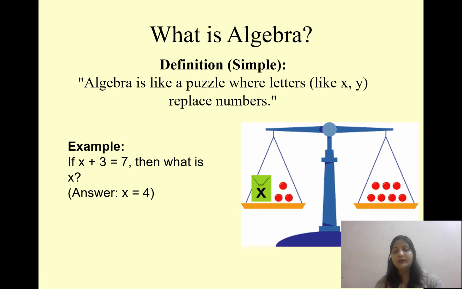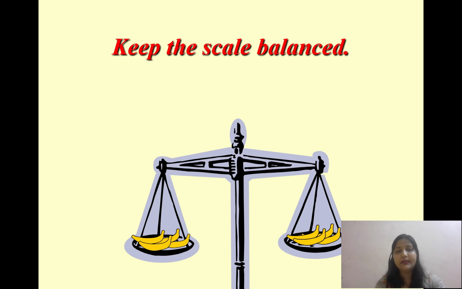To find the value of x, you need to subtract, because you know x plus 3. So you need to subtract 3 from both sides to make it balance. So your answer will be x equals 4. You can see. Is it clear? Now let's move to the next slide to make it easier. You see both sides are equal, 4 and 4, both are balanced.